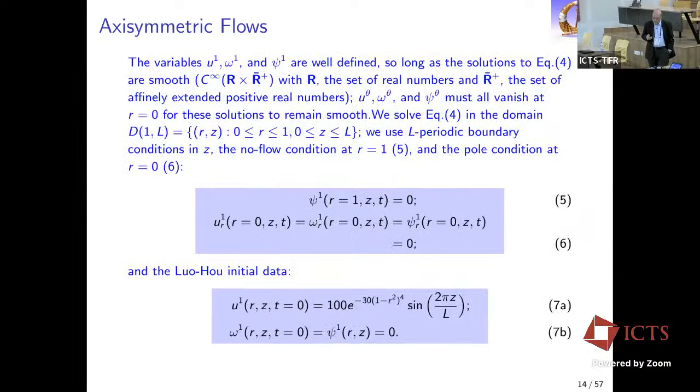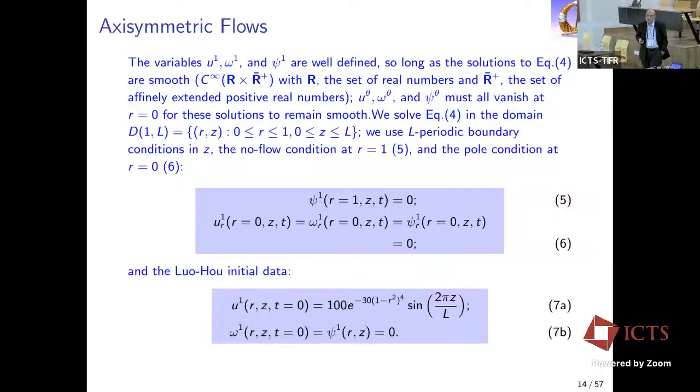Okay. Now, all these variables are well defined. If you're very mathematically inclined, all the conditions are given there. So these are well defined so long as the solutions are of that level of smoothness. And because we have introduced variables, there is an origin now because of cylindrical coordinates; r equal to 0 is special, so we also have to take care of that. The boundary conditions that we use are an L-periodic boundary in the z direction, and a no-flow condition at r equal to 1. So it's still axisymmetric. And the pole condition at r equal to 0. So these are the conditions.